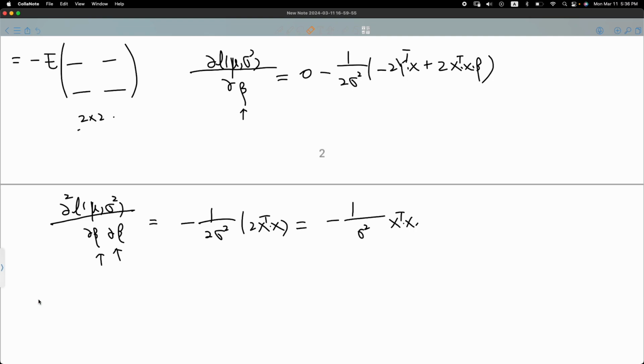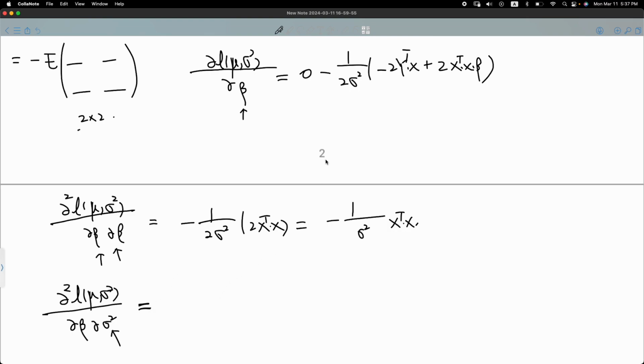And now let's take a look at the 1-2 and the 2-1 entry, which is the first order derivative with respect to one of the parameters, and then the second order derivative with respect to the other parameter. So what we want is d beta first and then d sigma square. Again, it's up to you if you want to take the derivative with respect to sigma or sigma square, but just make sure you have a consistent operation along the way.